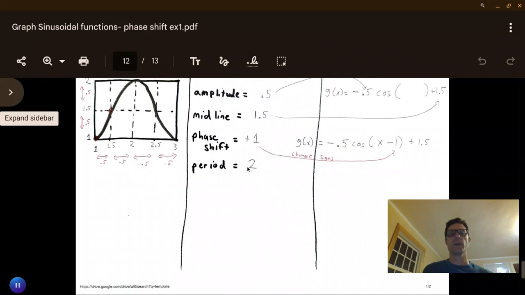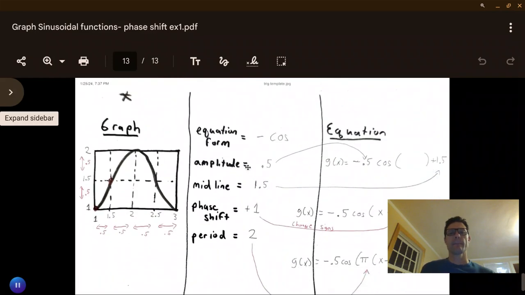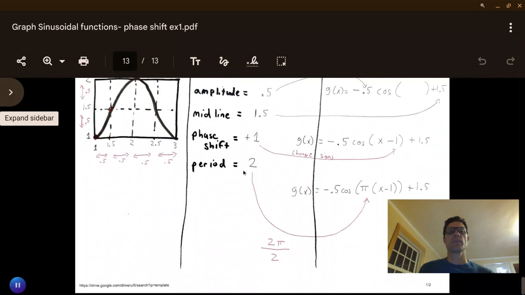Okay, now on to the period. And the period's tricky because it's not just like plus or minus 2 goes in here. What we have to do before we put it into the equation is actually take 2 pi and divide it by whatever the period is. Okay, so the number that's in the equation, when it happens to end up being pi here, is not the same as the actual period. It's 2 pi divided by the actual period, or pi.